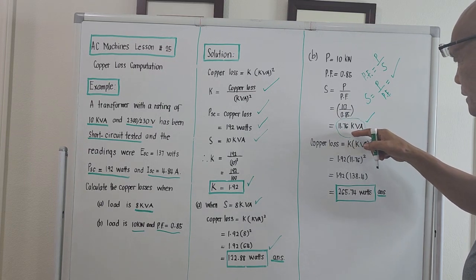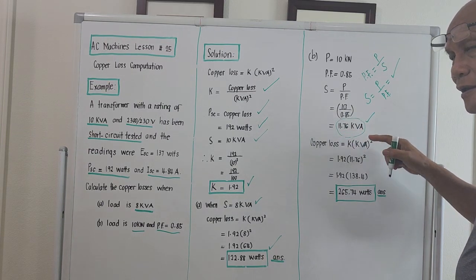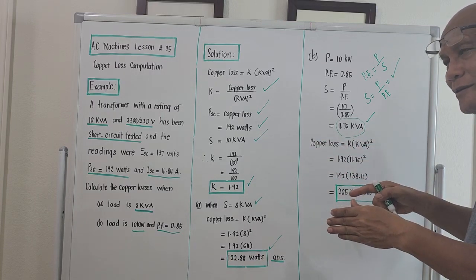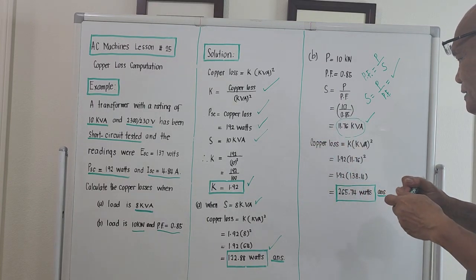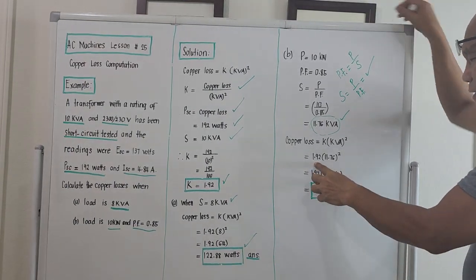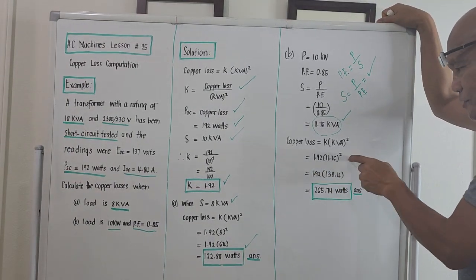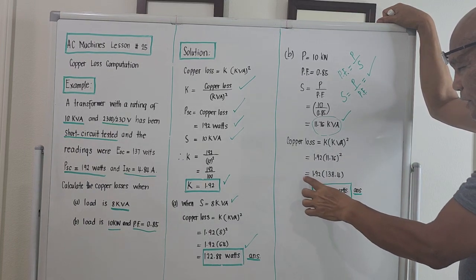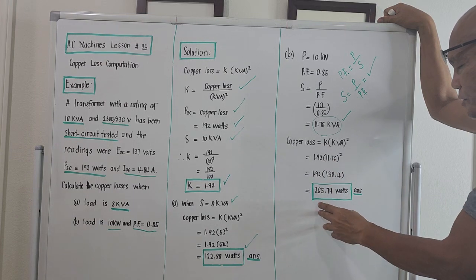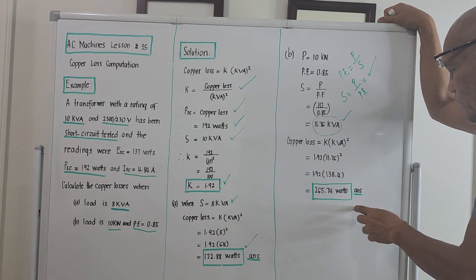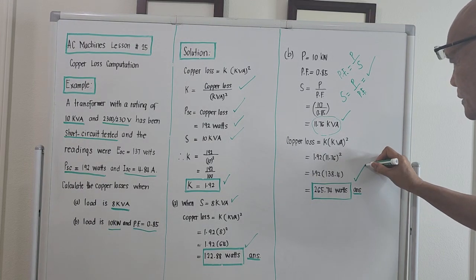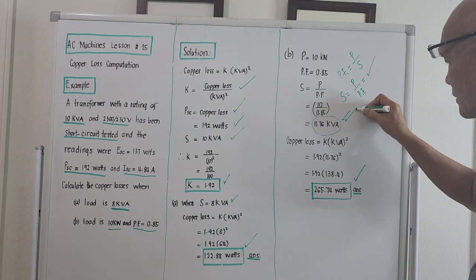So this is bigger than 10 kVA. So if we square that one, it will be higher, right? So this is now 1.92 times the square of 11.76 quantity squared. 1.92 times 138.4, and what comes out is 265.74 watts. This is the value of the copper loss at 11.76 kVA.